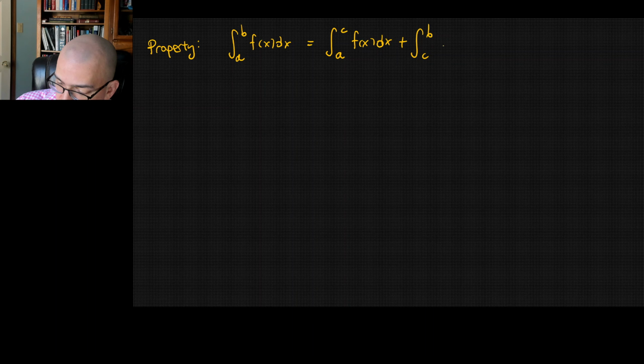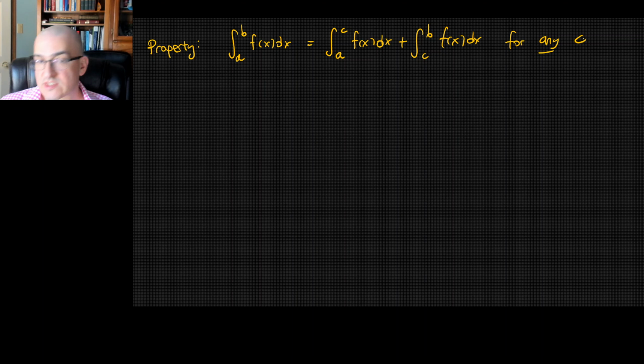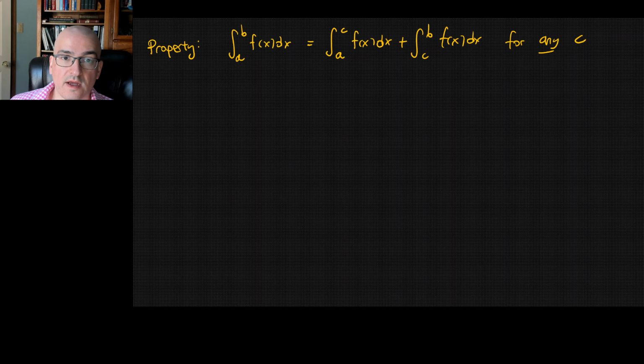The property is that the integral from a to b of f of x dx can be rewritten as an integral from a to c of f of x dx plus the integral from c to b of f of x dx, for any c. You can split your integral at any point and treat it as two separate integrals. Do each one, add the results together.